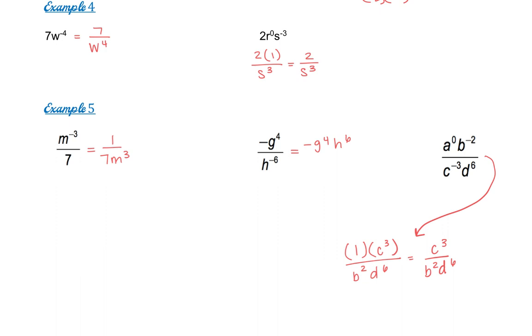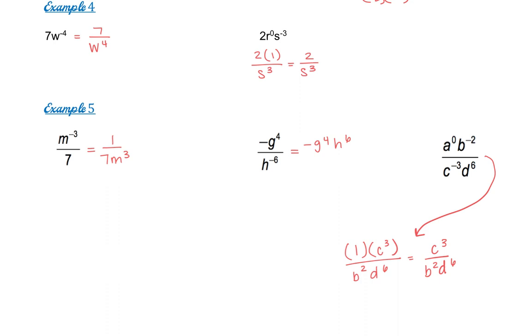Looking at my next example, I have negative g to the power of 4 over h to the power of negative 6. All right, so pay attention here. The g does not have a negative exponent. 4 is not negative, so it does not change. However, h to the power of negative 6 is a negative exponent, so we move it from the denominator up to the numerator to make it positive. So our final answer is negative g to the power of 4 times h to the power of 6.